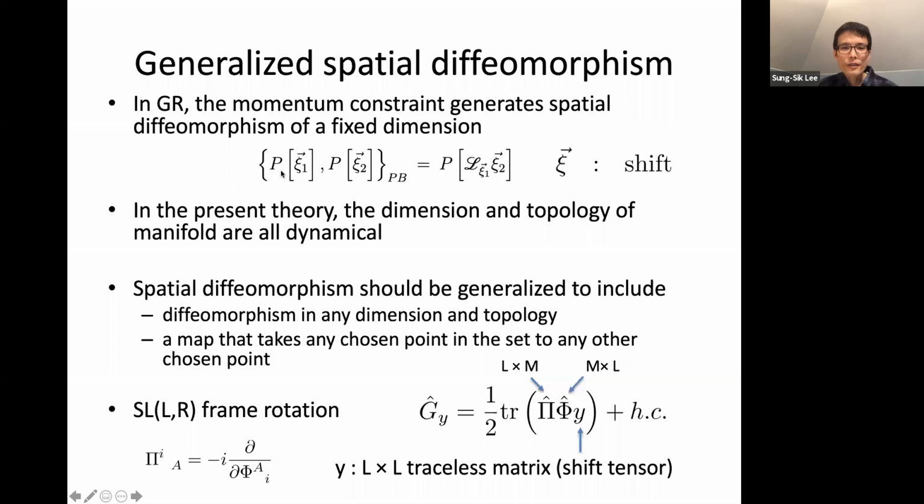the translation or diffeomorphism with a fixed dimension, right? But in the theory that we want to construct, dimension is not predetermined. It's a part of the dynamical data. Different states have different dimensions. So we want to be able to capture diffeomorphism in any dimension, because some states can have one-dimensional structure, other states have two-dimensional structure, etc. So we want to generalize the spatial diffeomorphism into a larger group that includes diffeomorphism in any dimension and any topology. That's the first requirement.